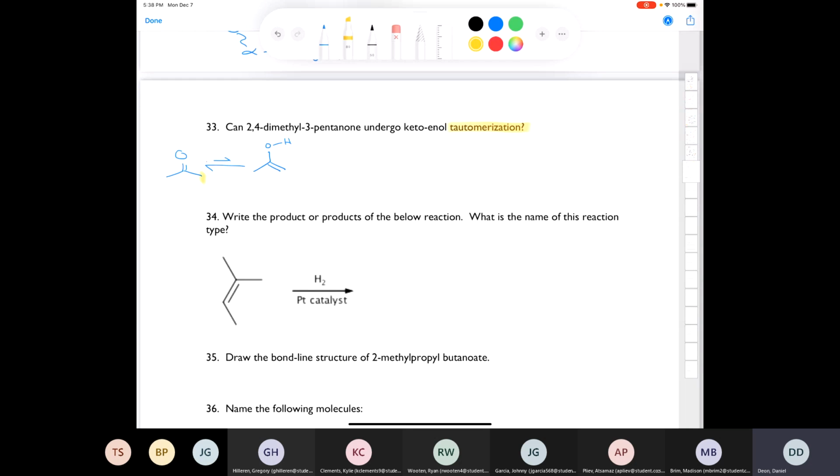Again, what did we move? We moved one of the hydrogens here to here, and then we moved the double bond from here to here, right? This is what we call the keto form, and this is called the enol form.